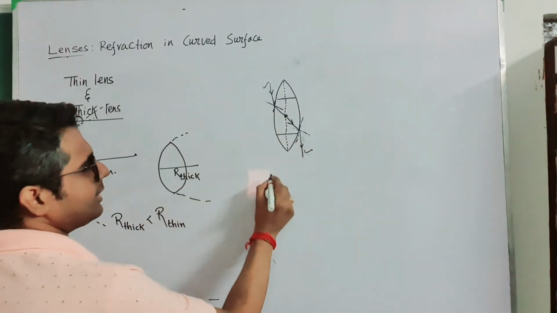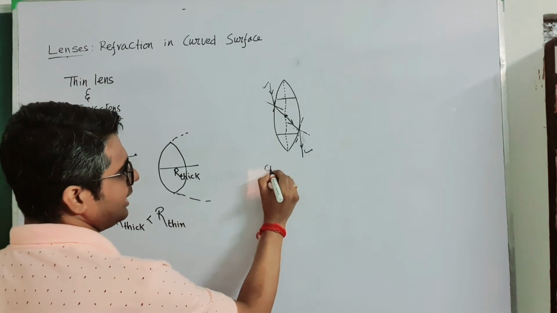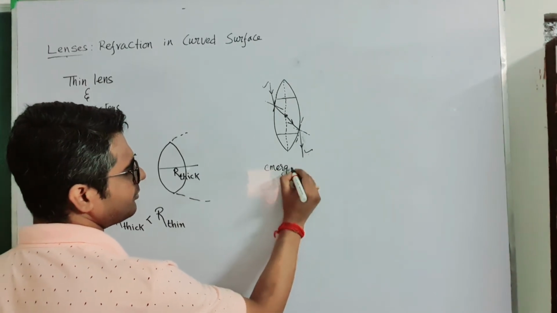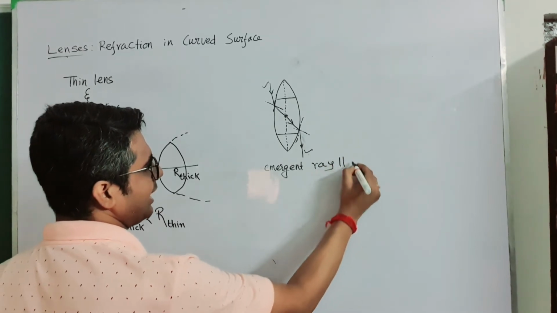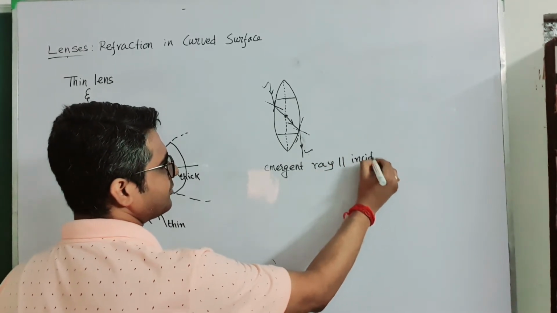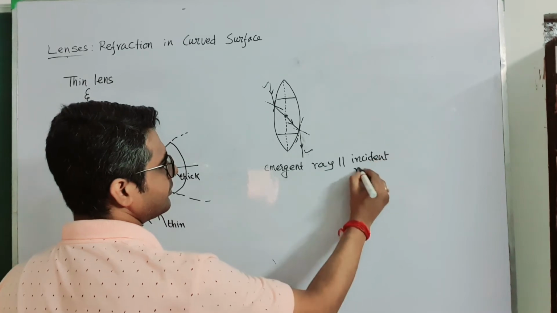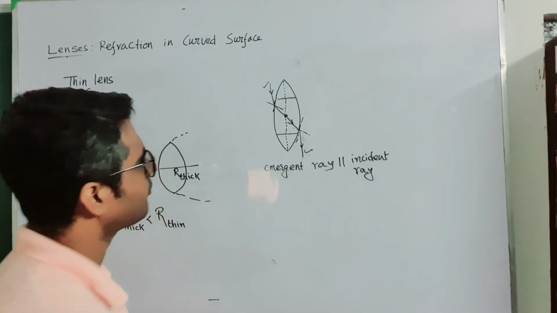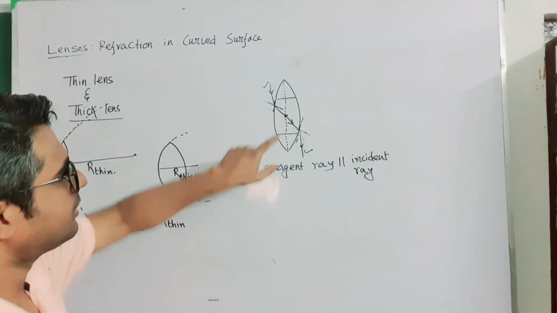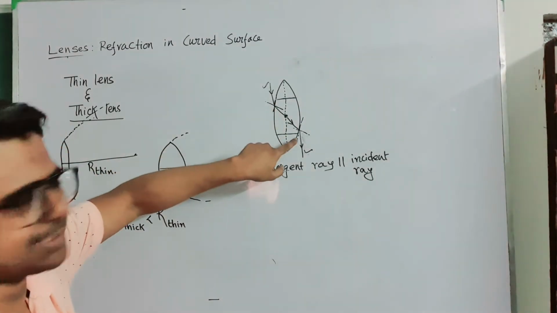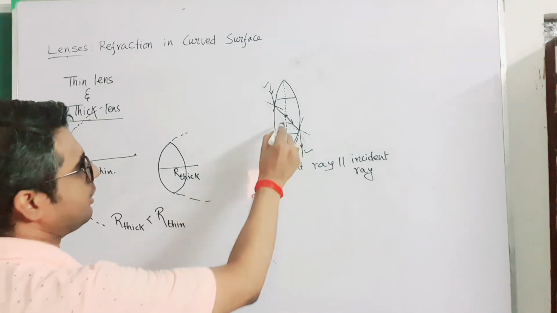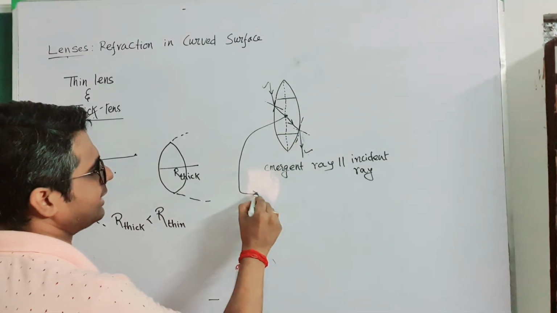Whenever the emergent ray is parallel to the incident ray, then the point on the axis through which this ray is passing is called the optical center of the lens.